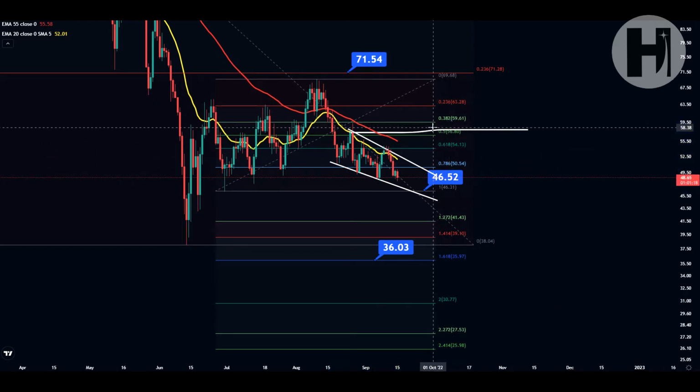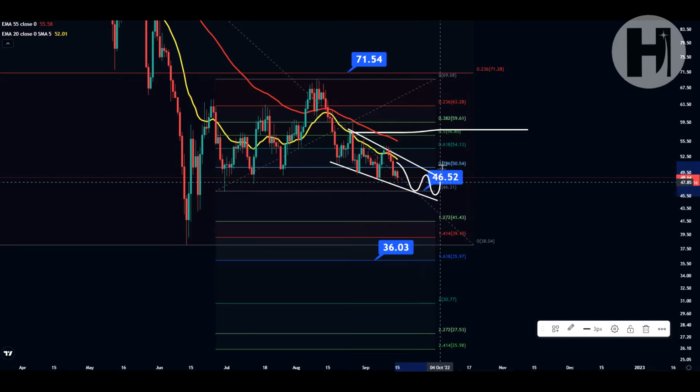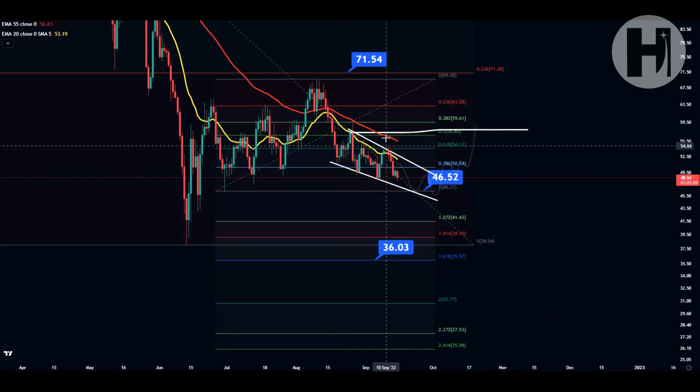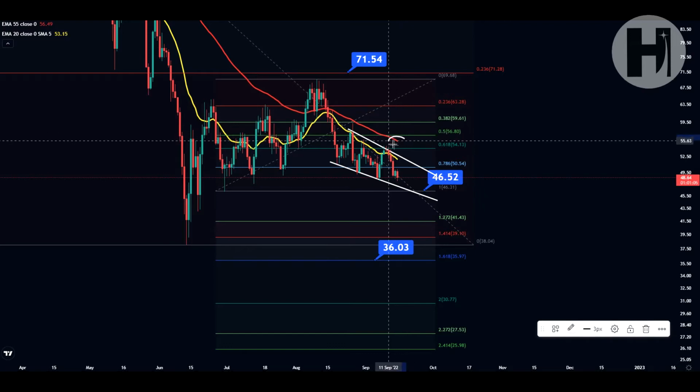You're not going to get there in a day after you break out. Sometimes it takes even less than a day, sometimes it takes a week, but eventually you get to your target more often than not. That is why it's your technical target. You obviously have to mind the 55 daily EMA, which is a major resistance level, and the 20 daily EMA as well.